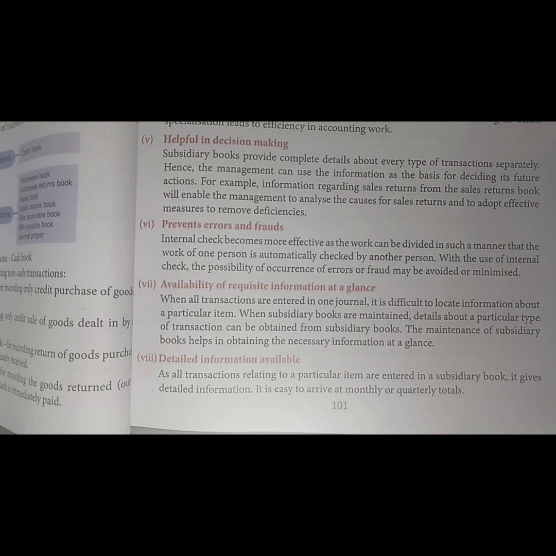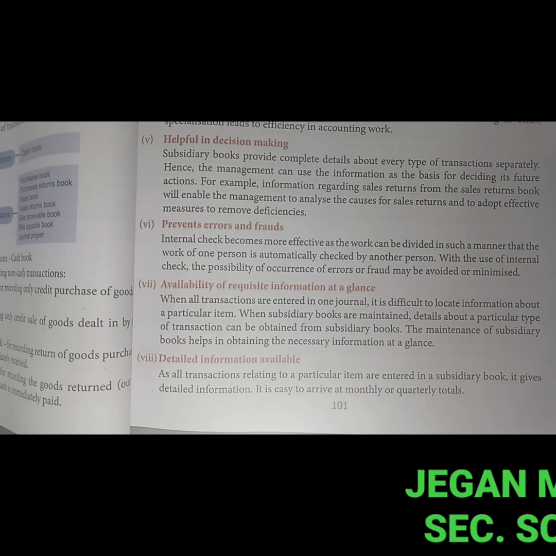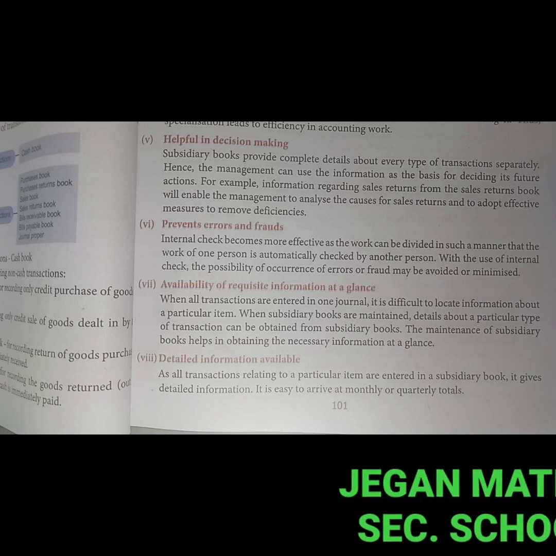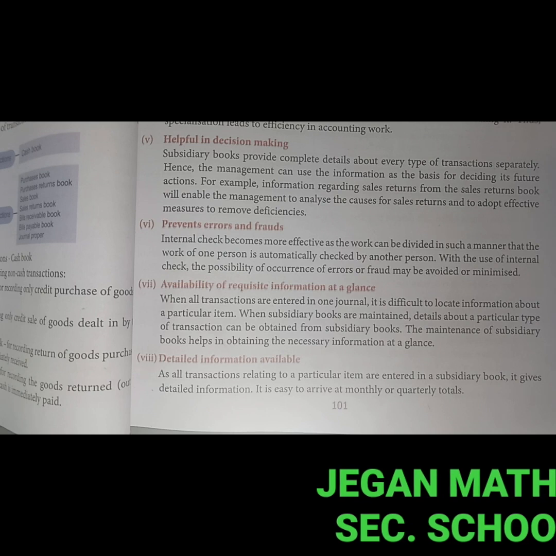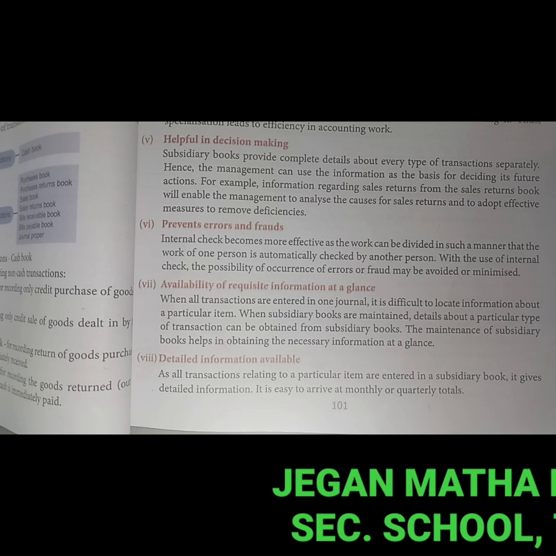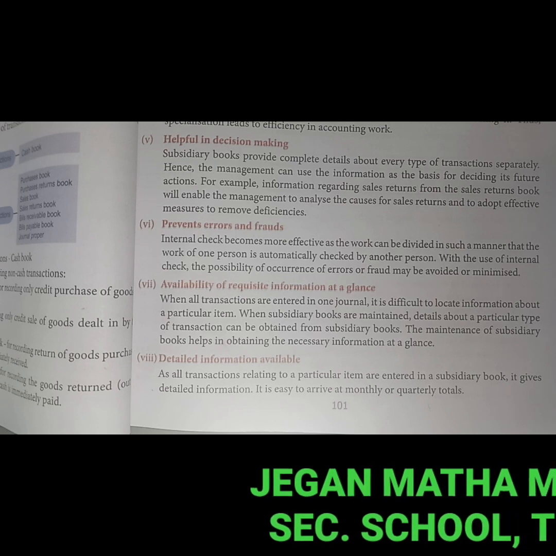The next point, availability of required information at a glance. When all the transactions are recorded in the journal, it is difficult to locate the information about a particular item. If you want to find one piece of information, it is very difficult because all the transactions are entered in one journal. When subsidiary books are maintained, the details about a particular type of transaction can be obtained from the subsidiary books. So the maintenance of subsidiary books helps in obtaining the necessary information at a glance.